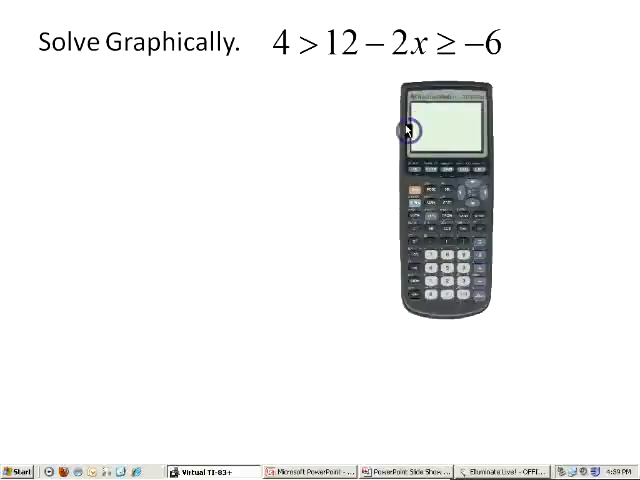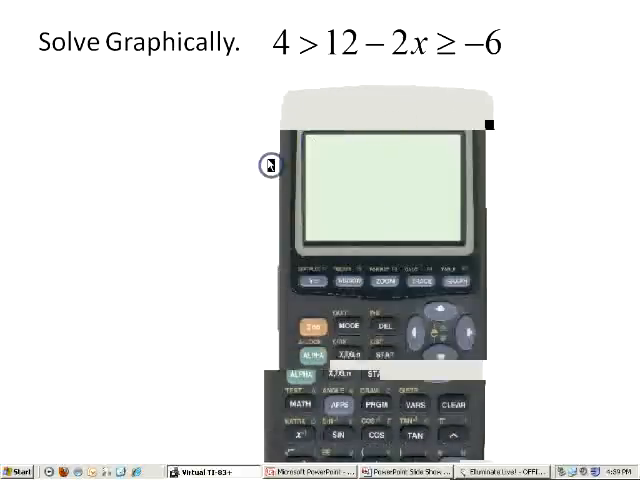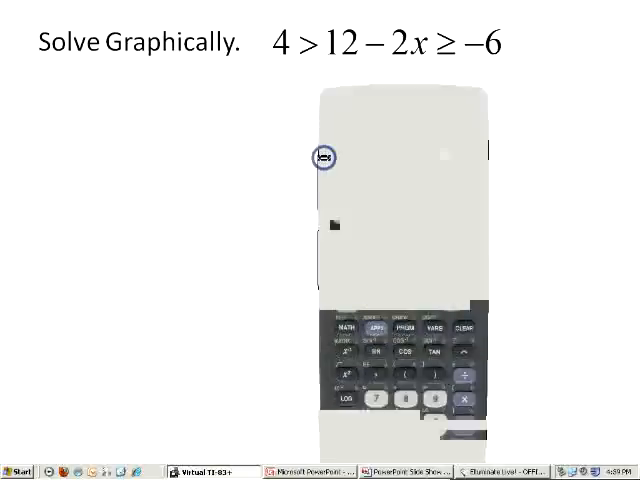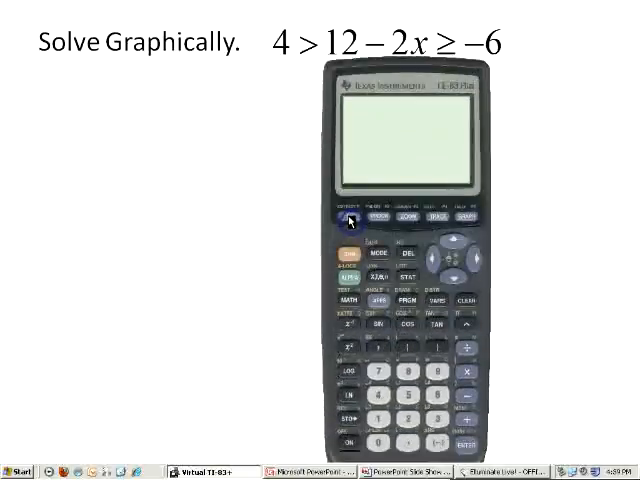Now let's look at the one we just solved by hand and look at solving that graphically. In order to do this graphically, let me clear out what I've got here in my y equals screen. I go to my y equals screen and I want to type 12 minus 2x. And that's going to give me, when I go to my graph, let me do zoom 6 to get it on a standard window. That's going to give me my line.